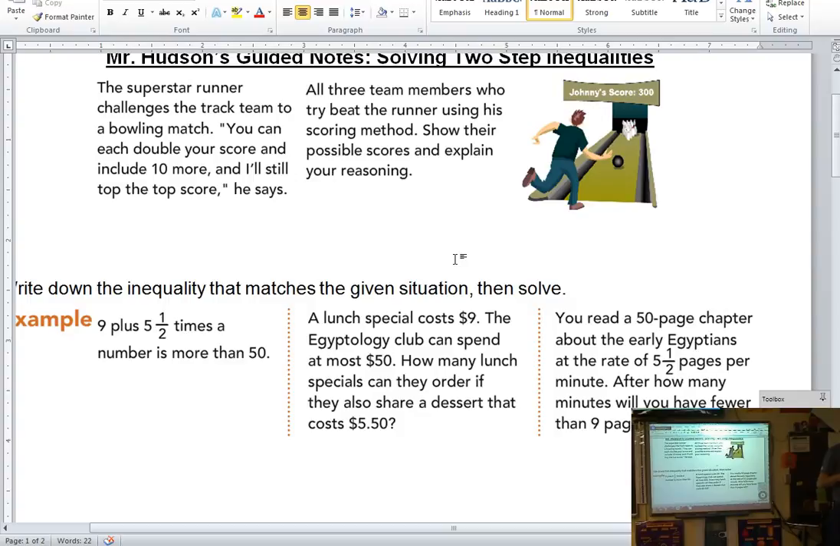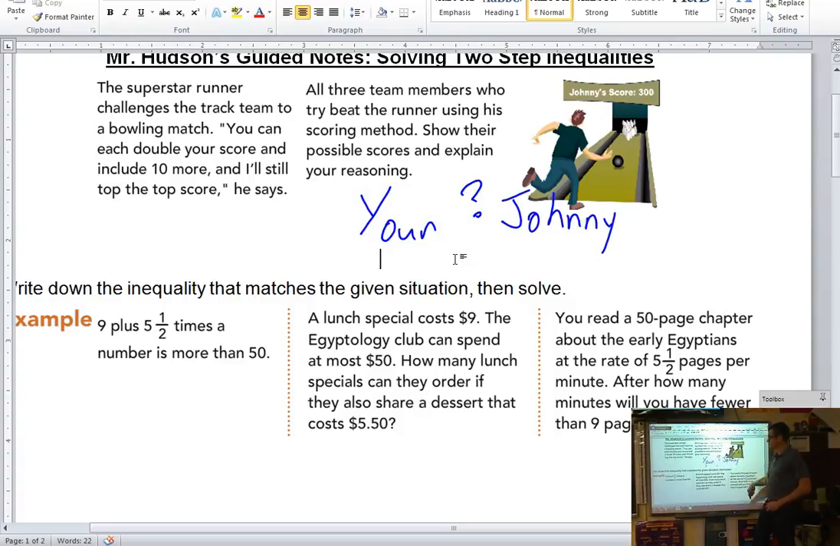Okay. So then, what we need to make that expression say is Johnny's score is still higher. So your score, what we're doing is taking your score and comparing it to Johnny's score. He spells it with an H. So how would I be comparing my score to Johnny's score? Whitney, what inequality would I put between them?